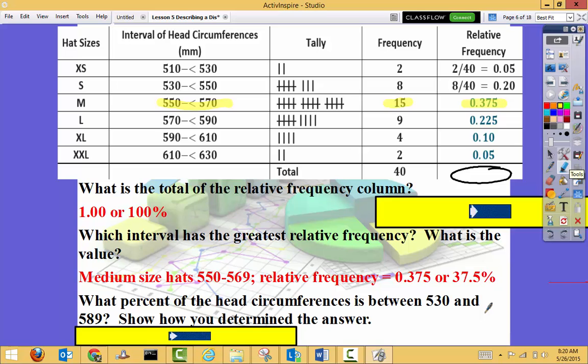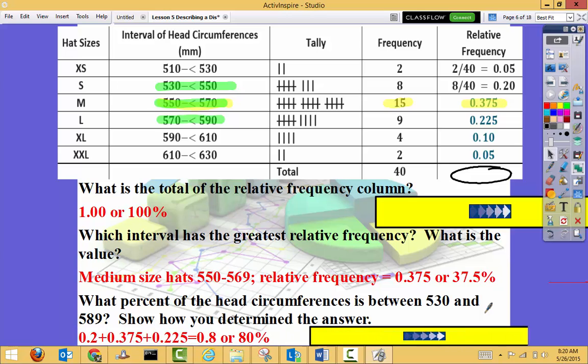Okay, my next one is what percent of the head circumference is between 530 and 590? Show how you determine your answer. Well, it's asking me between 530 all the way up to 590. Hopefully you could figure this out. I'm looking at all these values, so I'm going to add up all of their relative frequencies. When I add them all up, I'm getting that 0.8, and that 0.8 translates to 80%. So 80% of my hats are small, medium, and large.